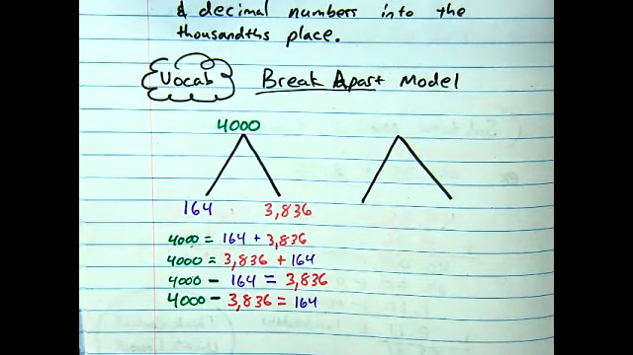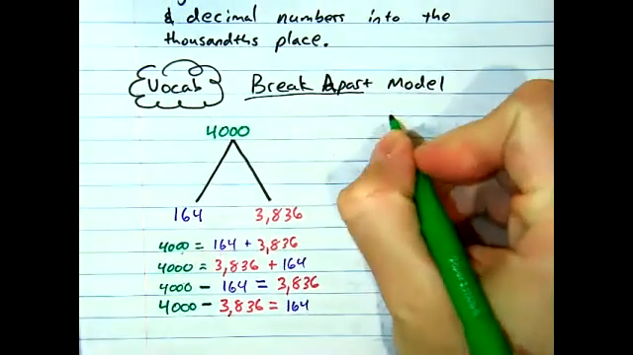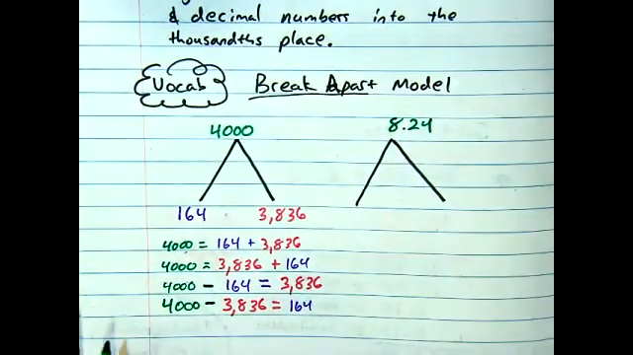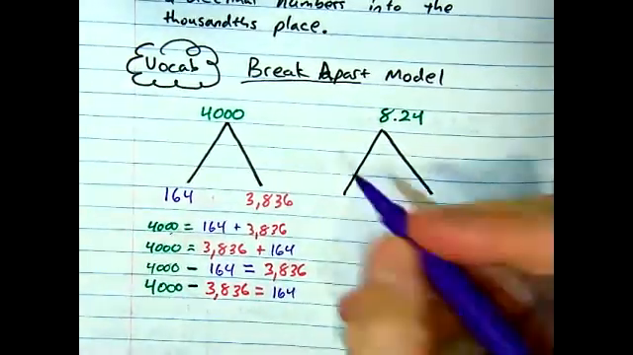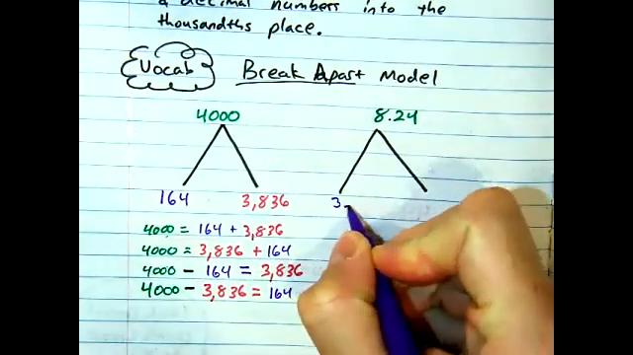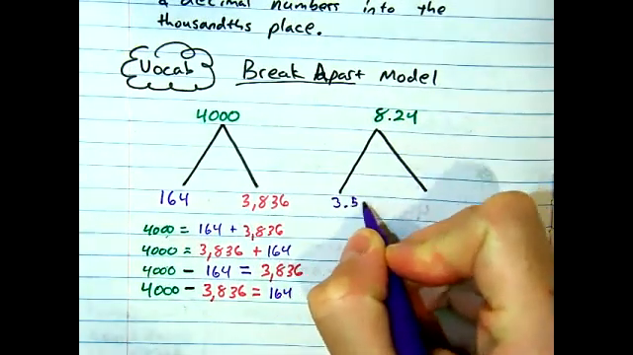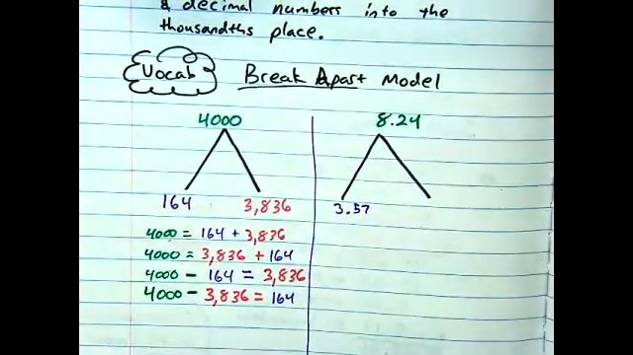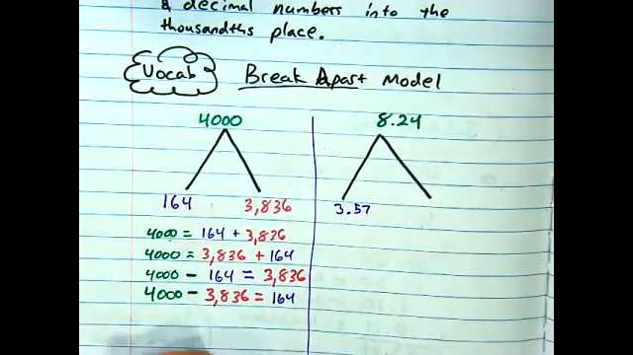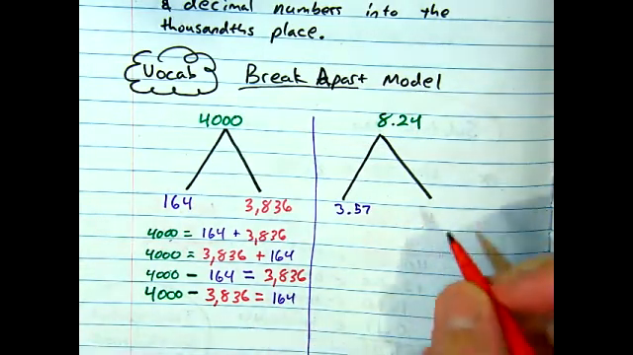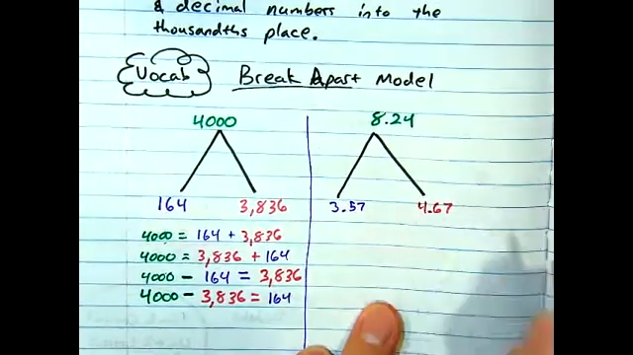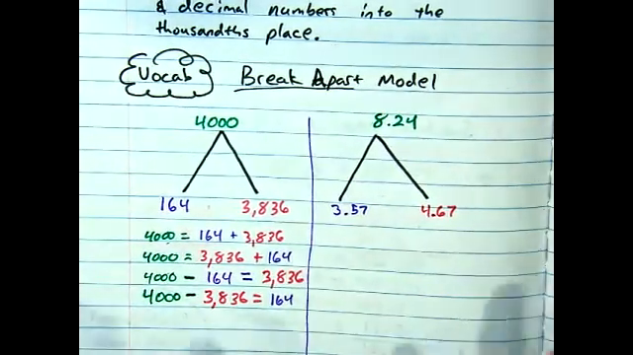Let's take a look at another one. This time, let's make it a decimal. 8 and 24 hundredths. Let's go with 3 and 57 hundredths. And I'm just going to put a line here so I don't get confused. I keep everything to the right. And my last color, let's go with 4 and 67 hundredths. So the same can be true about these numbers.